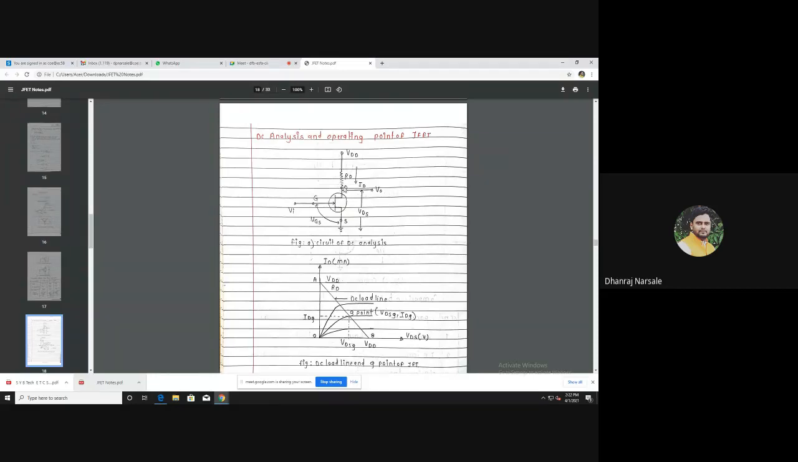This is the drain terminal, then gate terminal, source terminal. The voltage between gate and source is the VGS. We have applied here the input voltage, that is the VI, and the voltage between drain and source is the VDS, and the current flowing through the JFET is the ID, that is the drain current ID. Okay, and this is the resistance, and we are measuring the output voltage here, between this terminal and the ground terminal. This is the ground terminal.